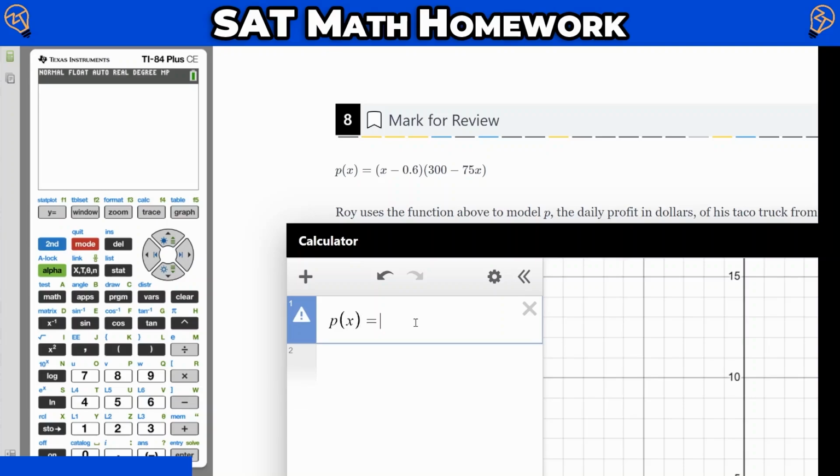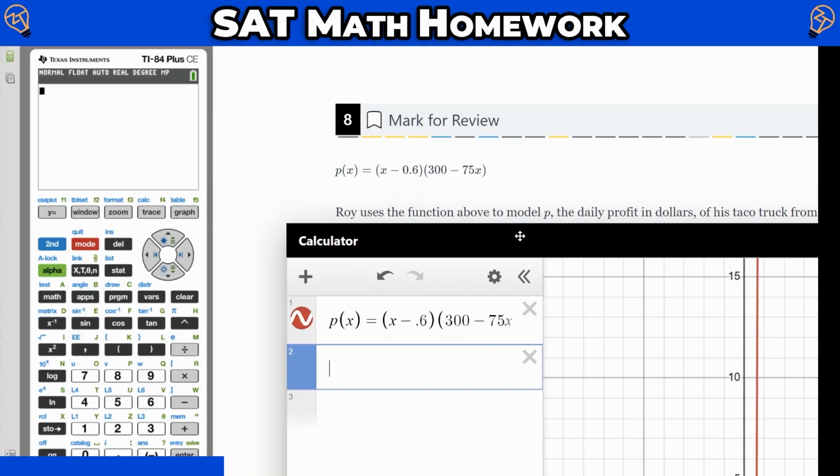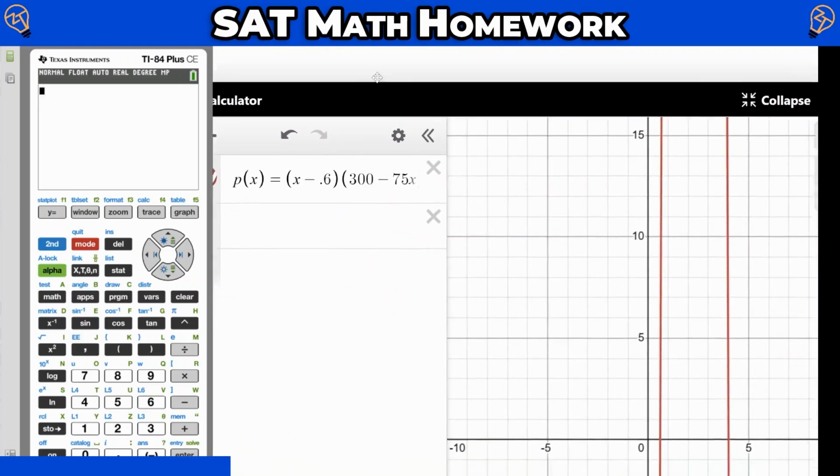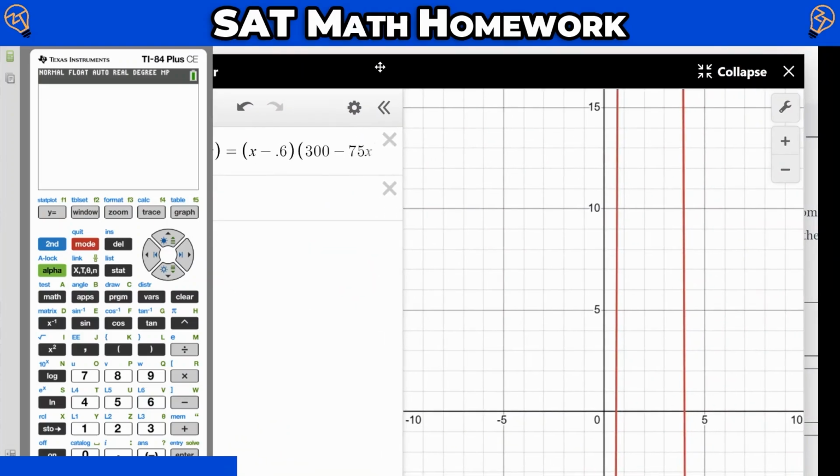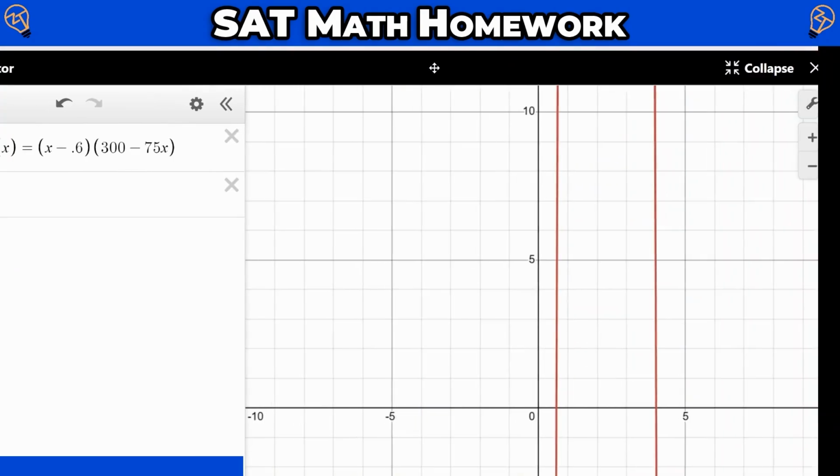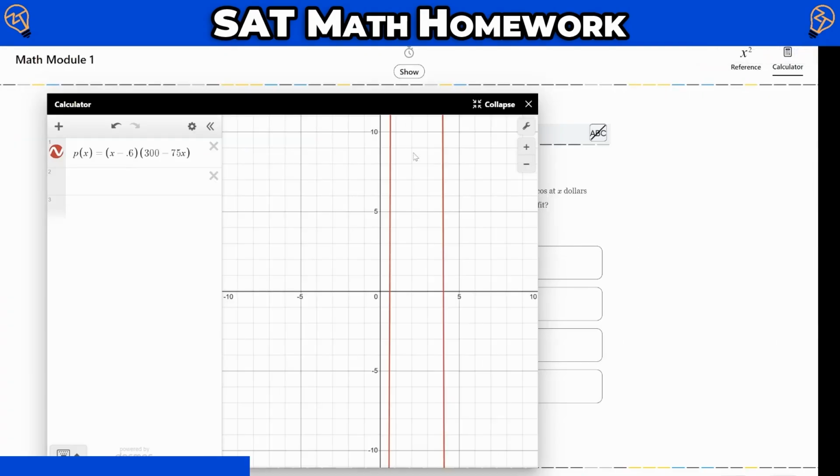Let's put P of X equals, and then we'll type this all in, X minus 0.6, and then we'll do the same thing here, 300 minus 75x. So when we do so, I can just press enter, it'll finish the parenthesis for me. Let's go ahead and look at this in a better view. Let's get this a little bit larger and get it back to a normal viewing window here.